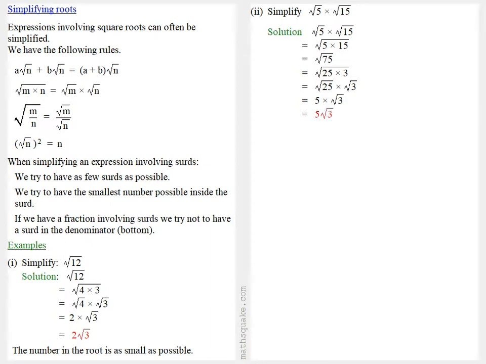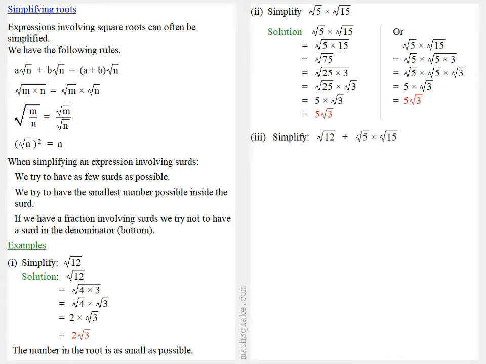or 5 root 3. An alternative way of doing that is to say the square root of 5 times the square root of 15 is equal to the square root of 5 times the square root of 5 times 3, which is the square root of 5 times the square root of 5 times the square root of 3. Now the square root of 5 times the square root of 5 is 5, so our answer is 5 times root 3, or just 5 root 3.